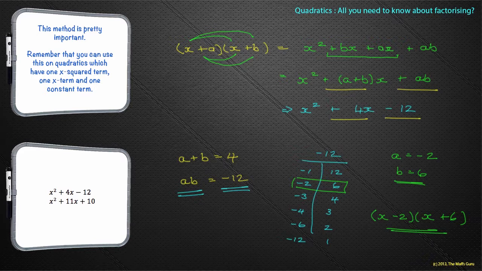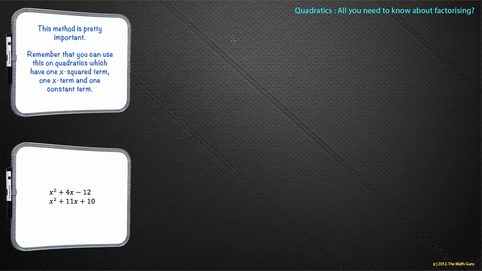One more example. Let's try and make it a little bit more complicated. Okay, so let's have x squared plus 11x plus 10. Right, that's our quadratic. What do we know? Well, if we remember from our previous screen, we know that x squared plus (a plus b) times x plus ab is the generalized form to help me find out these values of a and b.